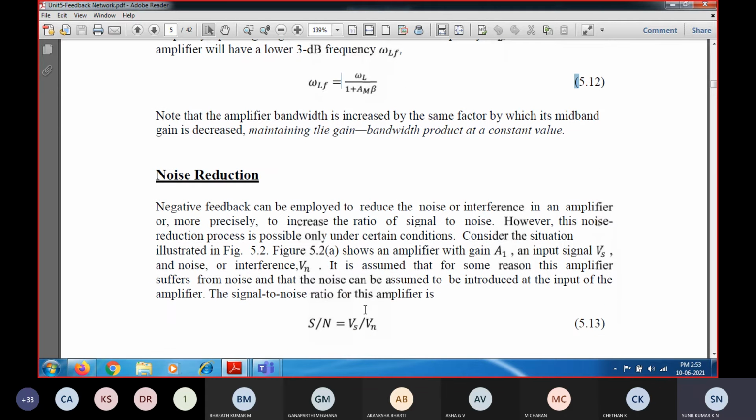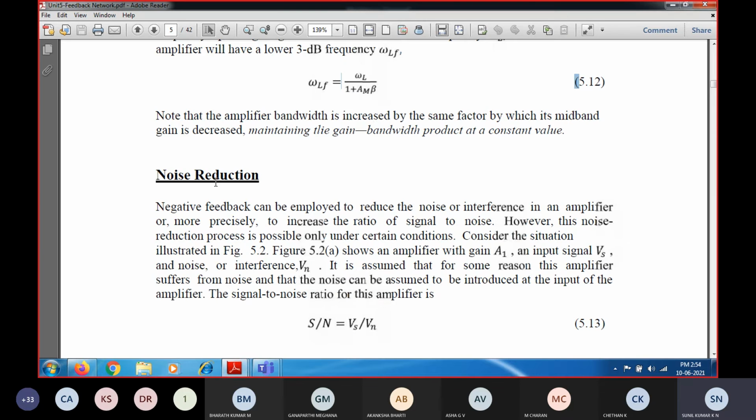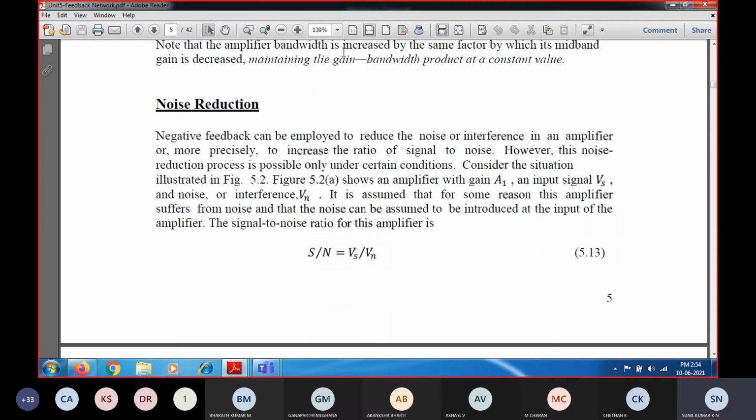But when you observe, whether you are understanding or what? These are all very important points of negative feedback. So that is about the bandwidth getting extended. So bandwidth extension I think we have seen.